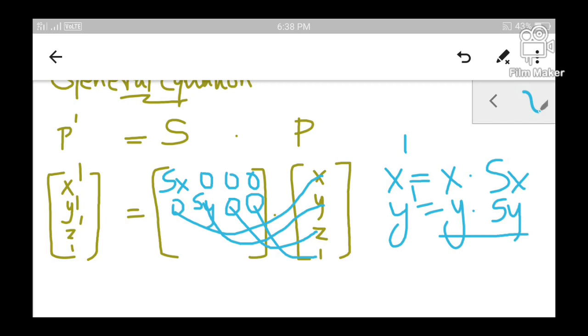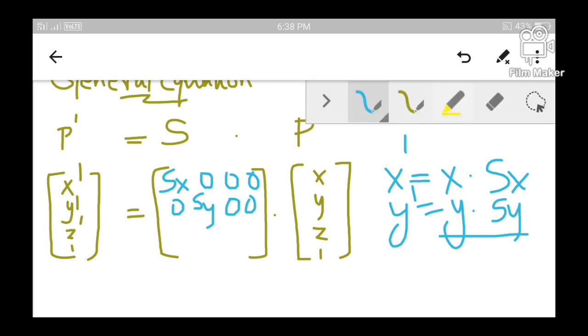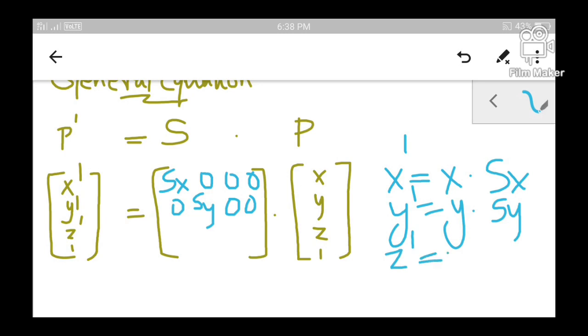What is it? y dash is equal to y into sy. So we got the second equation also. Now what is the third equation? Third equation is z dash equal to z into sz.